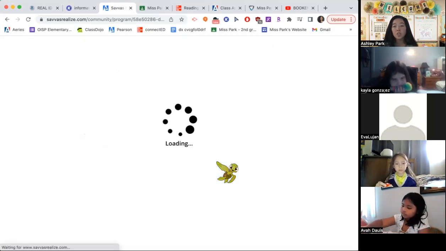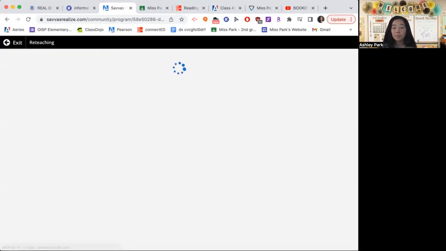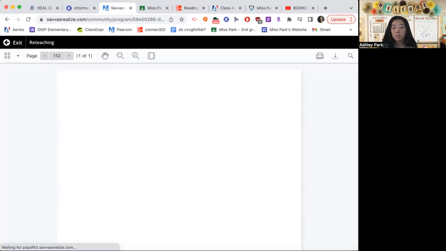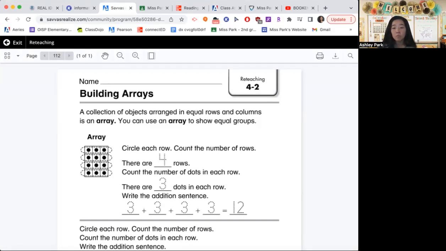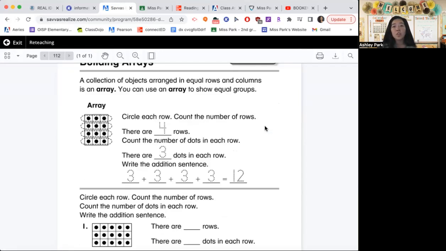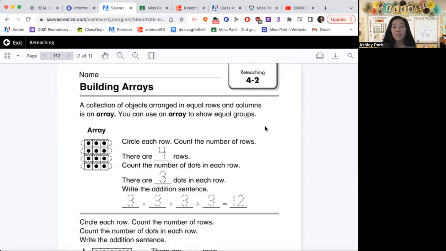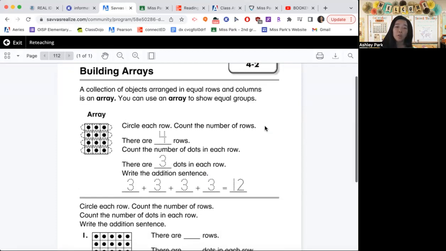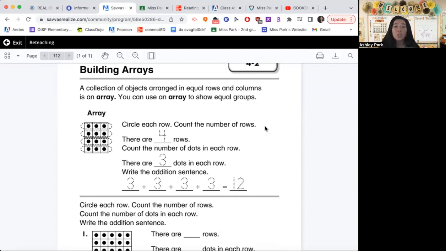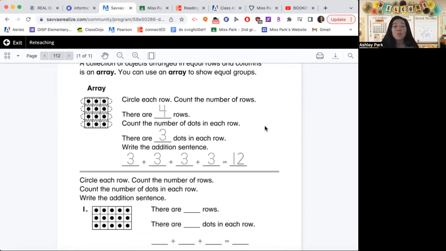Let's go ahead and do our reteaching. A collection of objects arranged in equal rows and columns is an array. You can use an array to show equal groups. Circle each row, count the number of rows. There are 4 rows. Count the number of dots in each row. There are 3 dots in each row. Write the addition sentence. 3 plus 3 plus 3 plus 3 equals 12.